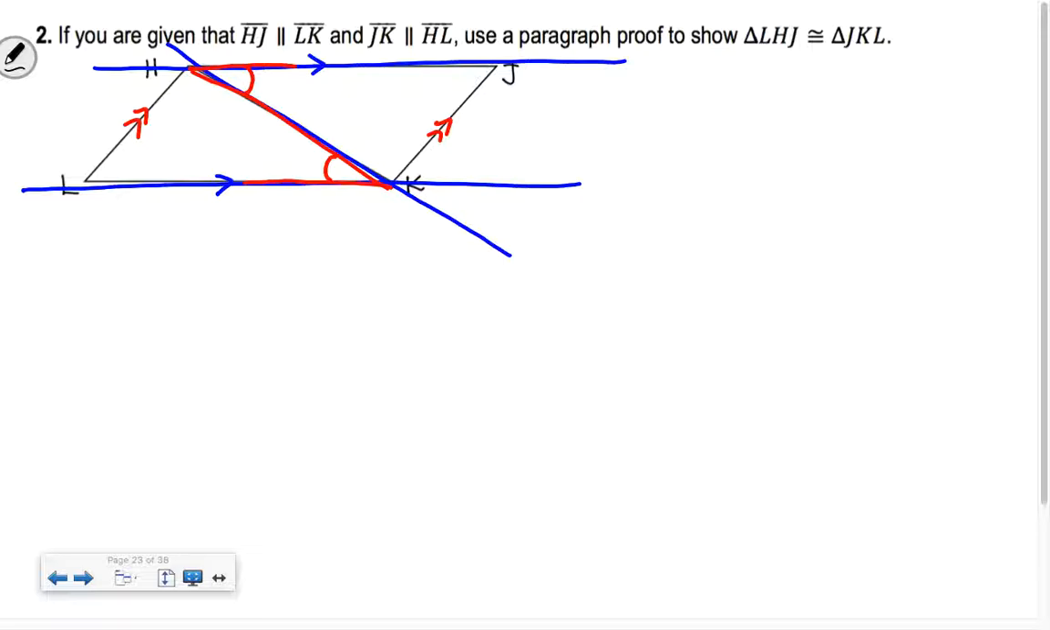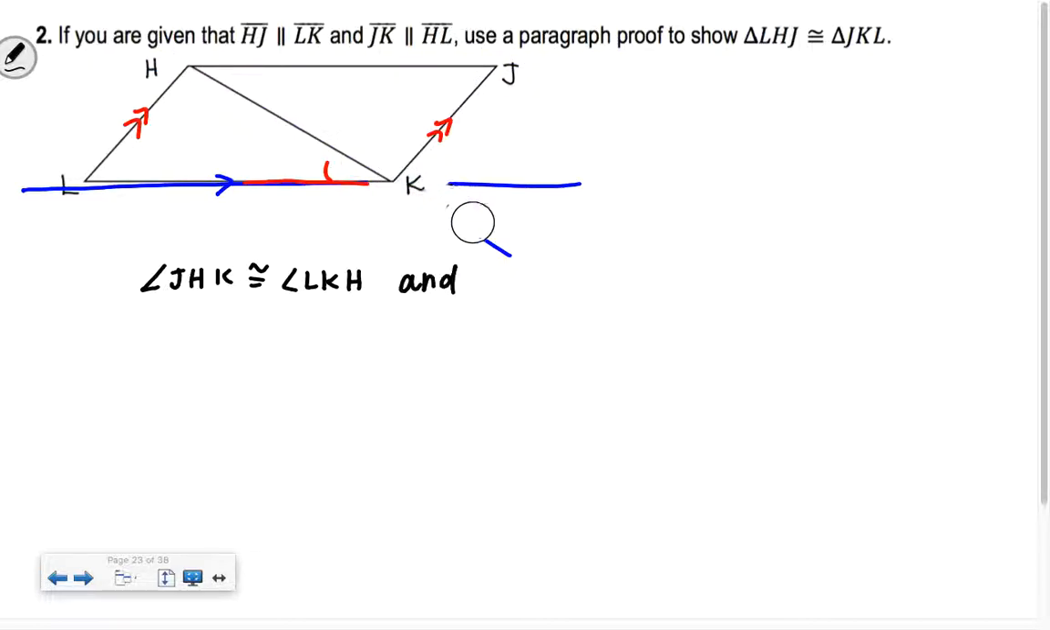Okay, so you don't have to write the given part for the paragraph proof. We had that. So let's say angle JHK is congruent to angle LKH. And now we're going to use the second parallel lines. So I have the magic eraser here. I can just erase it. You guys don't have that luxury.